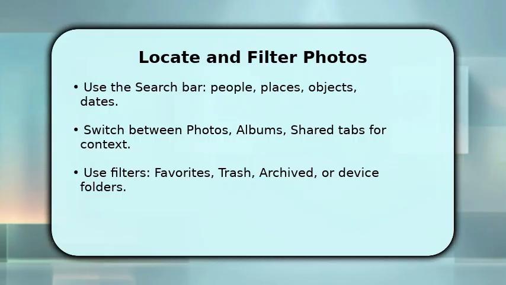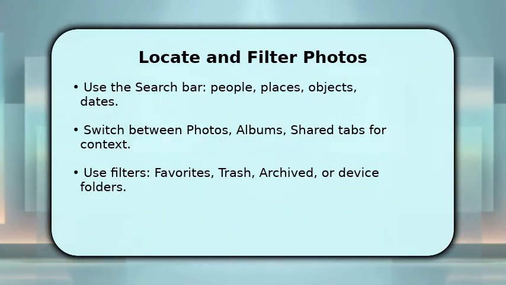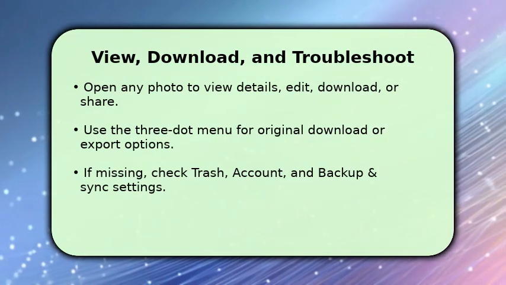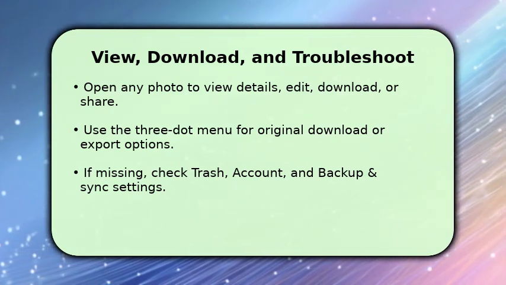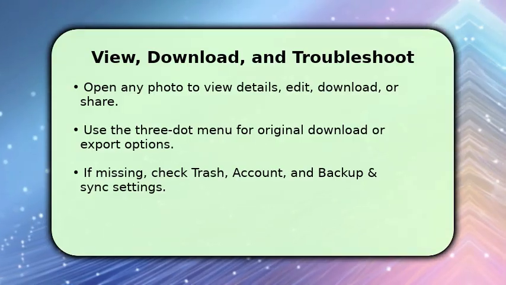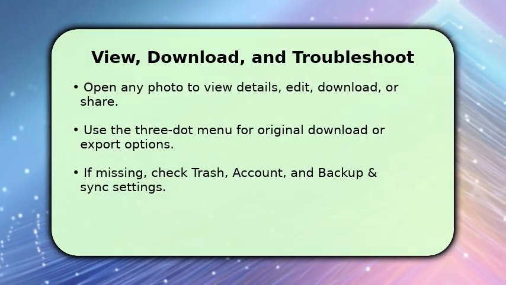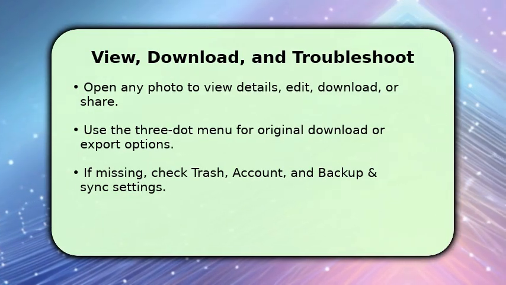If you want a specific date range, scroll the timeline or enter a month and year to jump directly to that period. You can open any image to view full resolution, pinch to zoom, or tap the info icon to see date and location metadata. This helps verify the file. When you need a local copy, choose Download or Export from the three-dot menu. On mobile, use Save to Device.